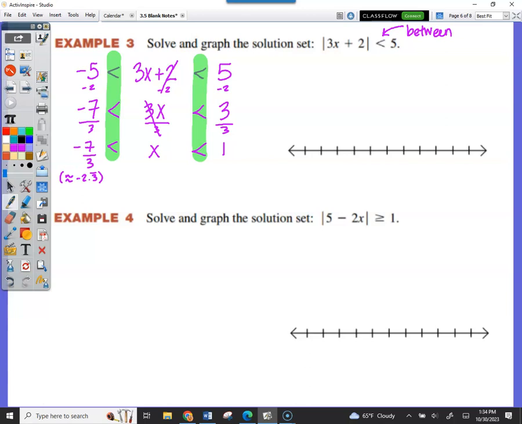So, let's see, I'm going to label this as 0. I'll call this 1. This would be -1, -2, -3. All right, open on 1. Open on -2.3, so it's about right there-ish. And we're shading in between. The interval notation would be the fraction form. So -7/3 to 1. That is the interval notation.